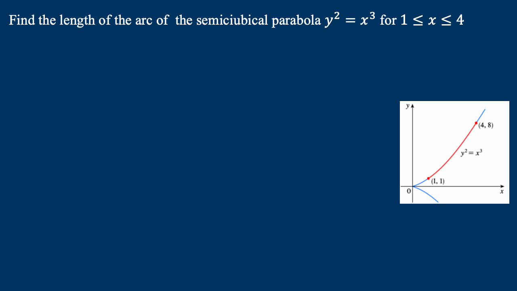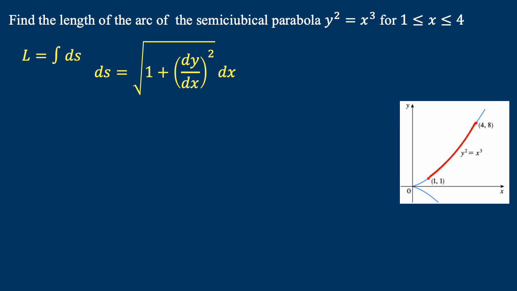Let's look at our first example. The curve is defined by y squared equals x cubed, for x between 1 and 4. We want to compute the arc length using dx, so we have to use this formula: L equals the integral of the square root of 1 plus (dy/dx) squared, dx. We need to find dy/dx, another way we say y prime.